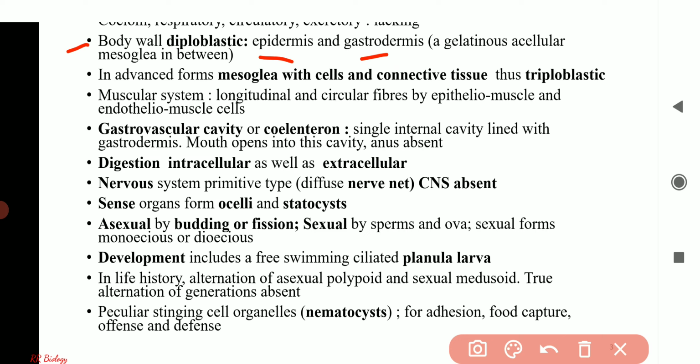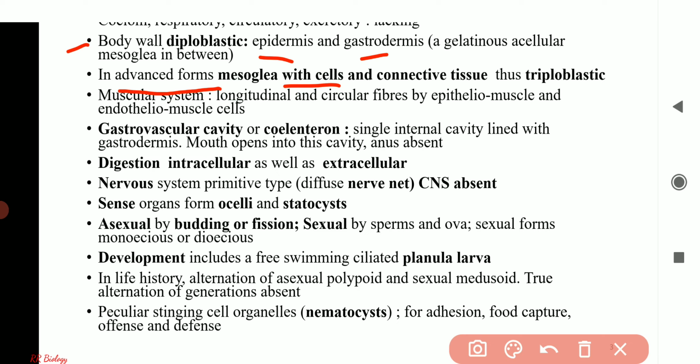Now in between the two there is a gelatinous acellular mesoglea here. Okay, it means there is some layer inside, in between the two, that is the epidermis and the gastrodermis, and that is what? The mesoglea in between the two. But see, in some advanced forms of these coelenterates, even this mesoglea is with cells.